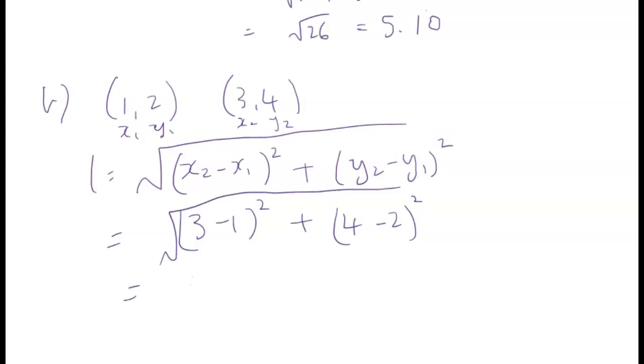Okay, so 3 minus 1 is 2. We've got 2 squared. 4 minus 2 is also 2. And then we're taking the square root of that. So we've got 4 plus 4 is 8. So the square root of 8, I'm going to do it on my calculator again. So it's 2.83, 2 decimal places. Okay, so just substituting those values into the formula. All right, bye girls. Okay, let's do B as well.